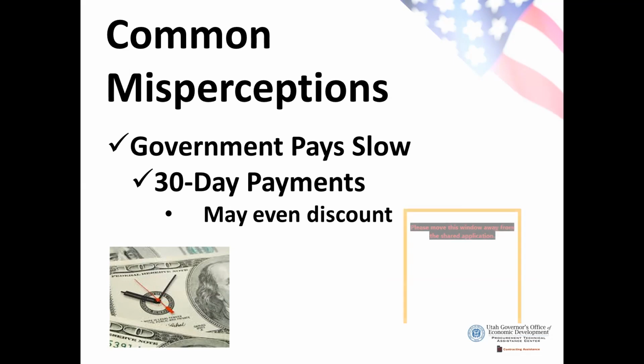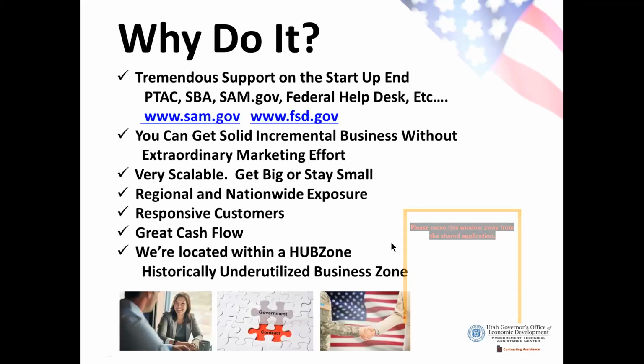Occasionally, you'll run into a contracting officer that will say, hey, if you can supply this stuff in 27 days, I'll pay you in 20 days. And we did that all the time. Los Alamos Laboratories, they would do that all the time. The lady over there was really nice. She'd say, just get this stuff to me when I need it, and I'll pay you in 20 days. You run into that all the time. So that's a misperception. So why do you want to do it?